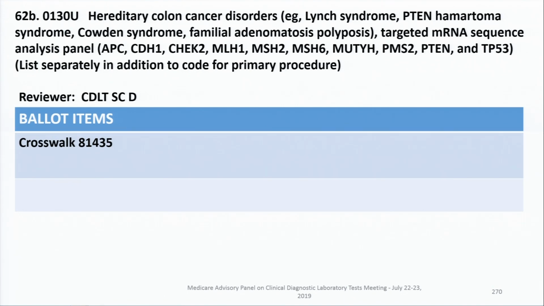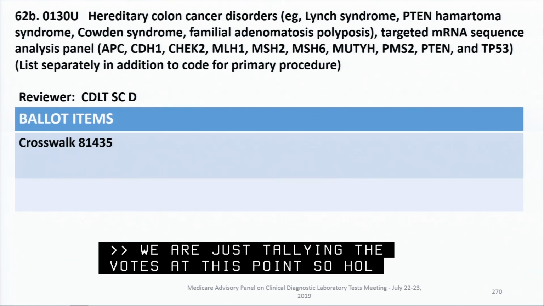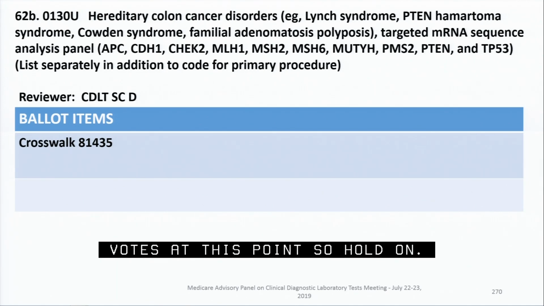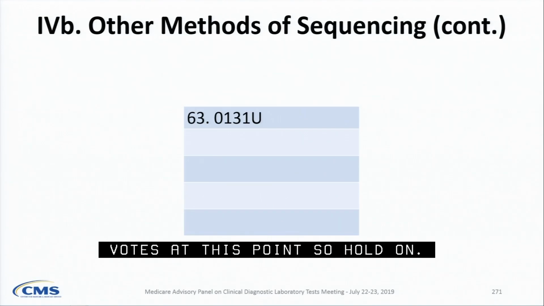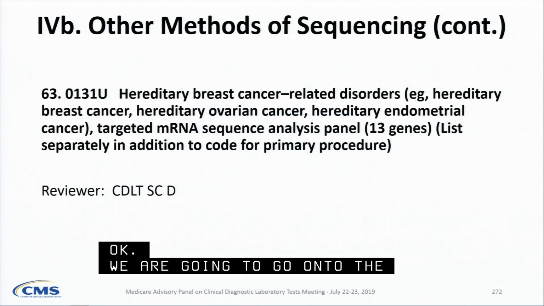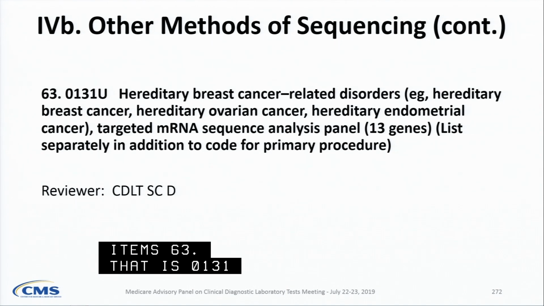And we're just tallying the votes at this point, so hold on. Okay, so we're going to go on to this item 63, that's 0131U, and this is a hereditary breast cancer related disorder. And this was reviewed by Subcommittee D as in dog, so Dr.